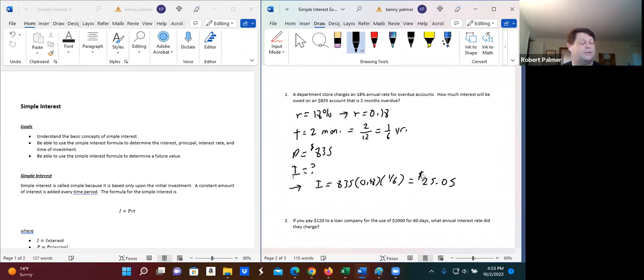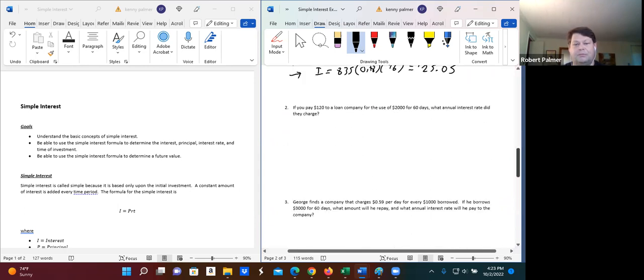In other words, if you had $835 on this account at this interest rate, which is high, but credit cards can often be high, especially on overdue accounts, for 2 months, you have to pay another $25 on top of the $835 you already owe. Okay, take a look at the next one. Let's put a little more space here.